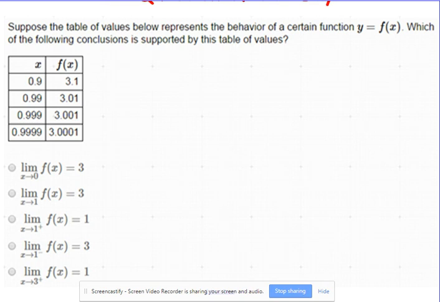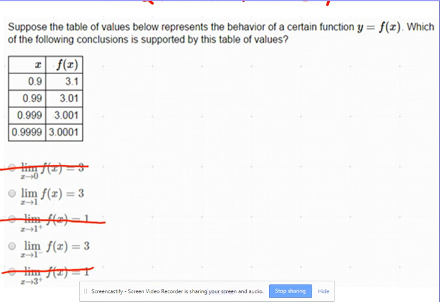Okay, so first of all, we need to look at what the x values are doing. The x values are getting closer and closer to 1, so we can go ahead and eliminate the first answer choice and the last answer choice. Now, to decide between the 3 that are remaining, there's a couple things we can do. The middle one, the limit from the right equals 1, doesn't even make sense because the y values are definitely not approaching 1. So we're between either the two-sided limit or the limit from the left.